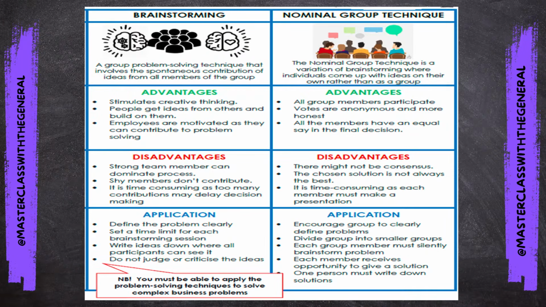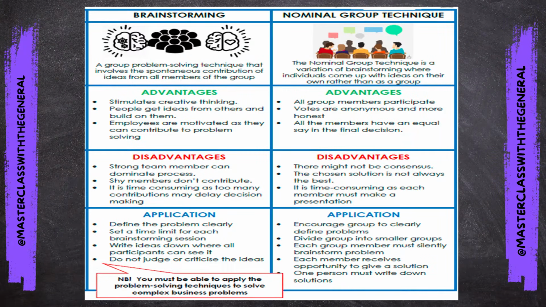So people can really be honest about what they think in their votes. All the members have an equal say in the final decision. Yes, they have an equal say because they are going to vote. So one man, one vote, and you have your own equal say in terms of what will become the final decision of the group. Let's look at disadvantages, starting with brainstorming.